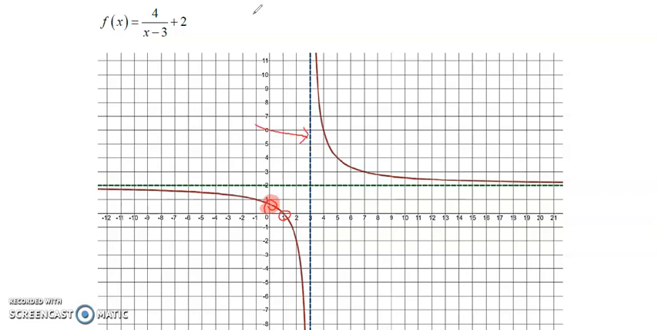Here is your vertical asymptote. And you can see why x equals 3 is a vertical asymptote, because x is not allowed to equal 3. That's a discontinuity, and it's non-removable. Here is a horizontal asymptote. And you'll notice that as x gets bigger and bigger, it gets closer and closer to that line, but it never ever reaches that line. The horizontal asymptote in this case is the line y equals 2.